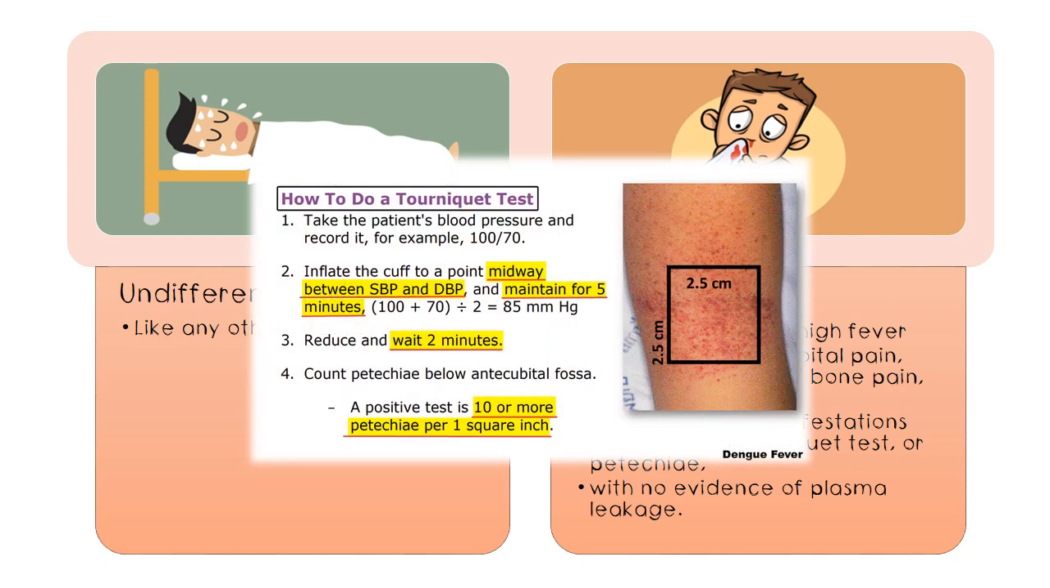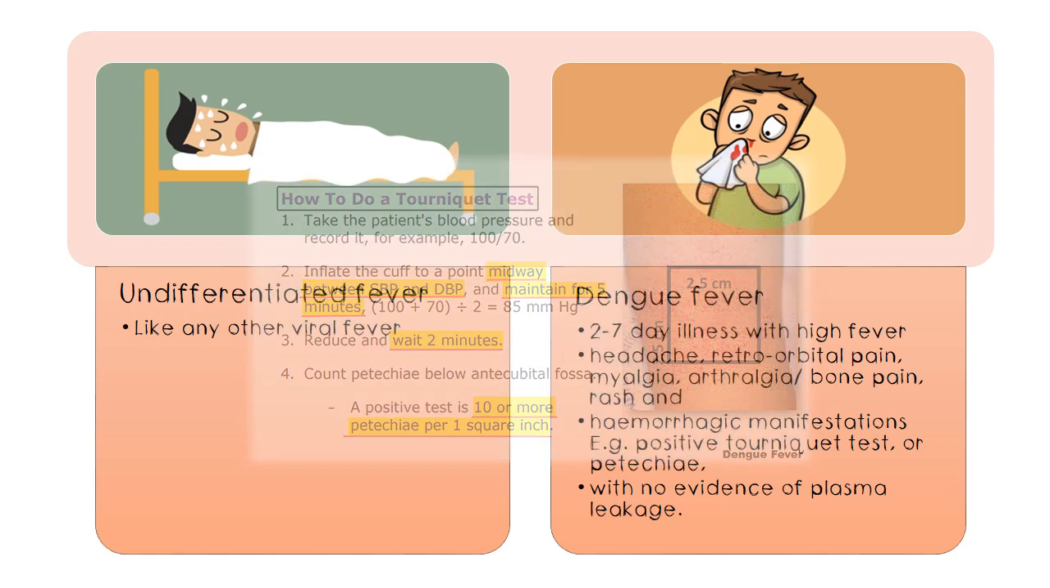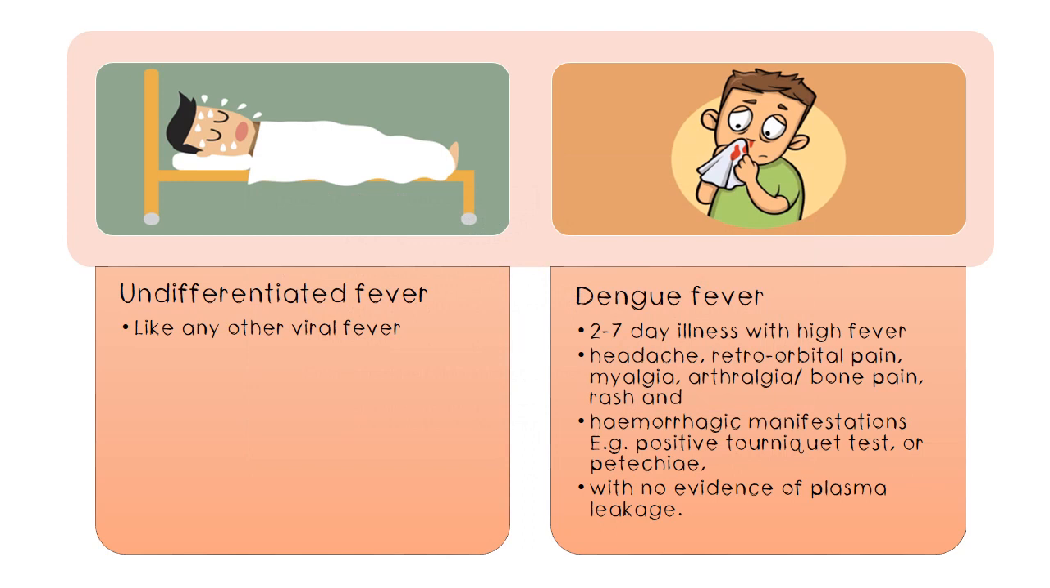A tourniquet test is carried out by inflating a blood pressure cuff on the arm to a value between the patient's systolic and diastolic values and leaving it on for 5 minutes. Then we remove the cuff and wait another couple of minutes and count the petechiae in an area of 1 square inch in the antecubital fossa, as you can see here. More than 10 is significant. Also, another criteria to be fulfilled is that no plasma leakage is present.